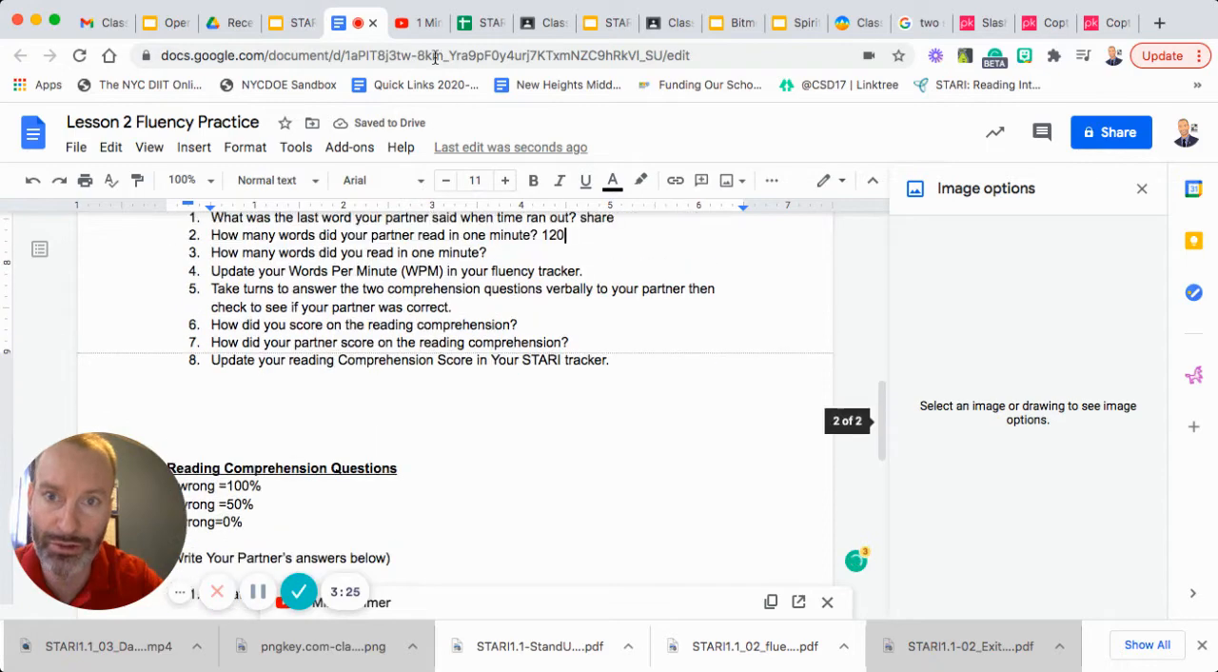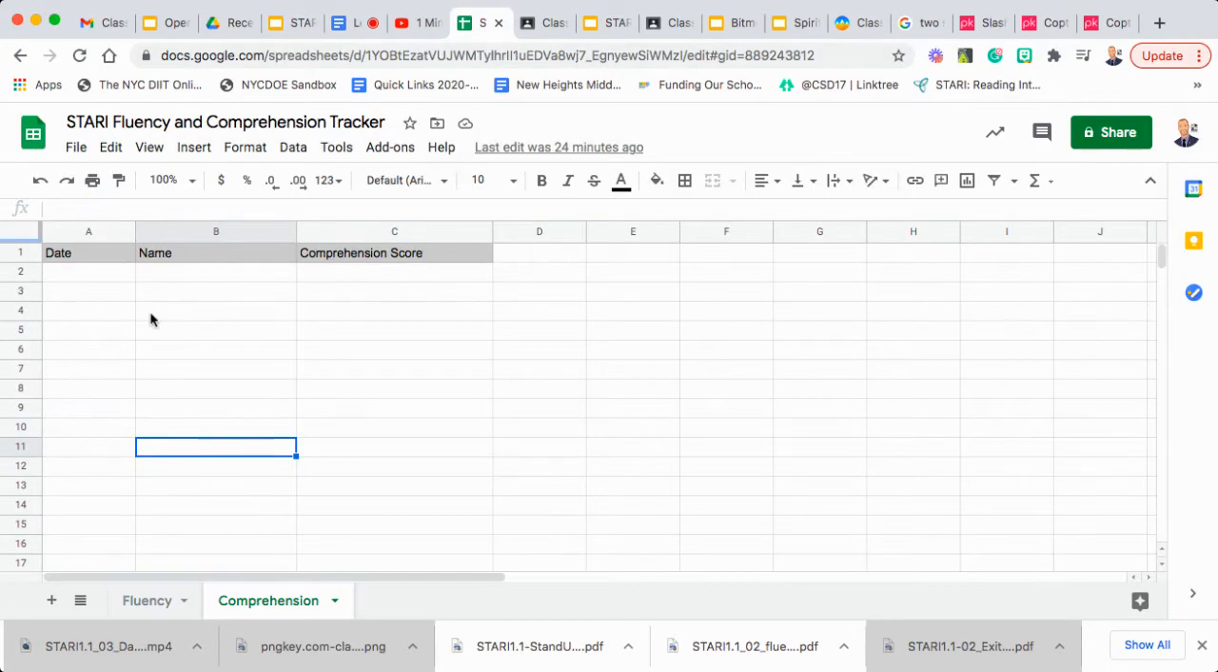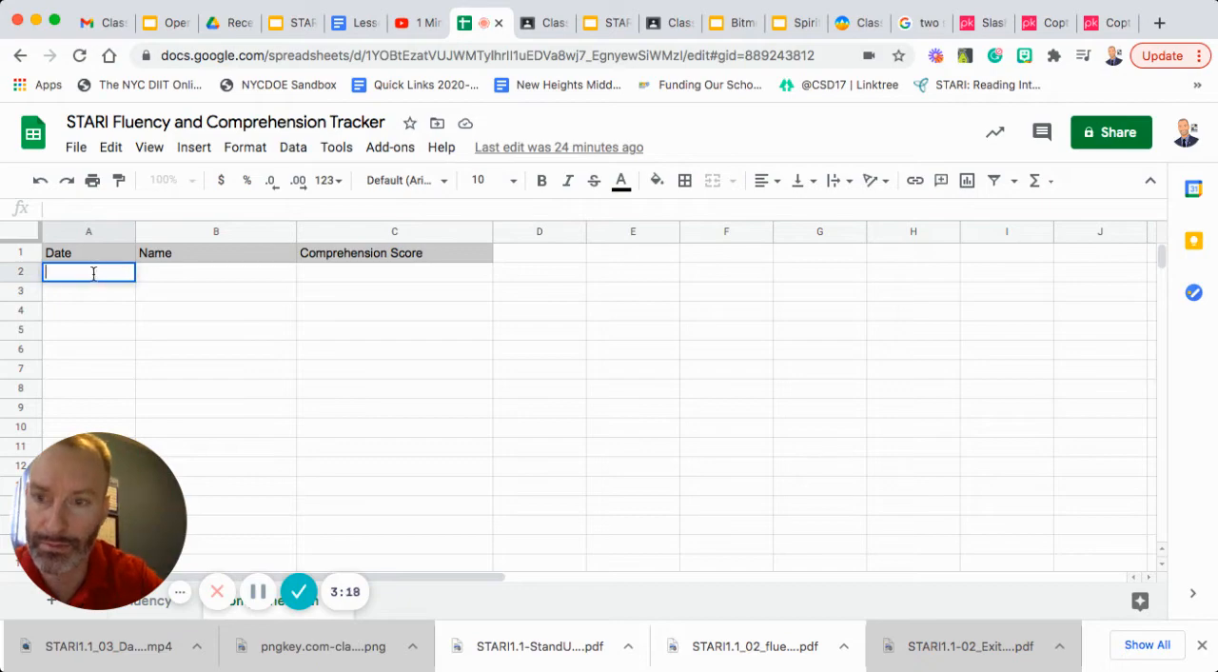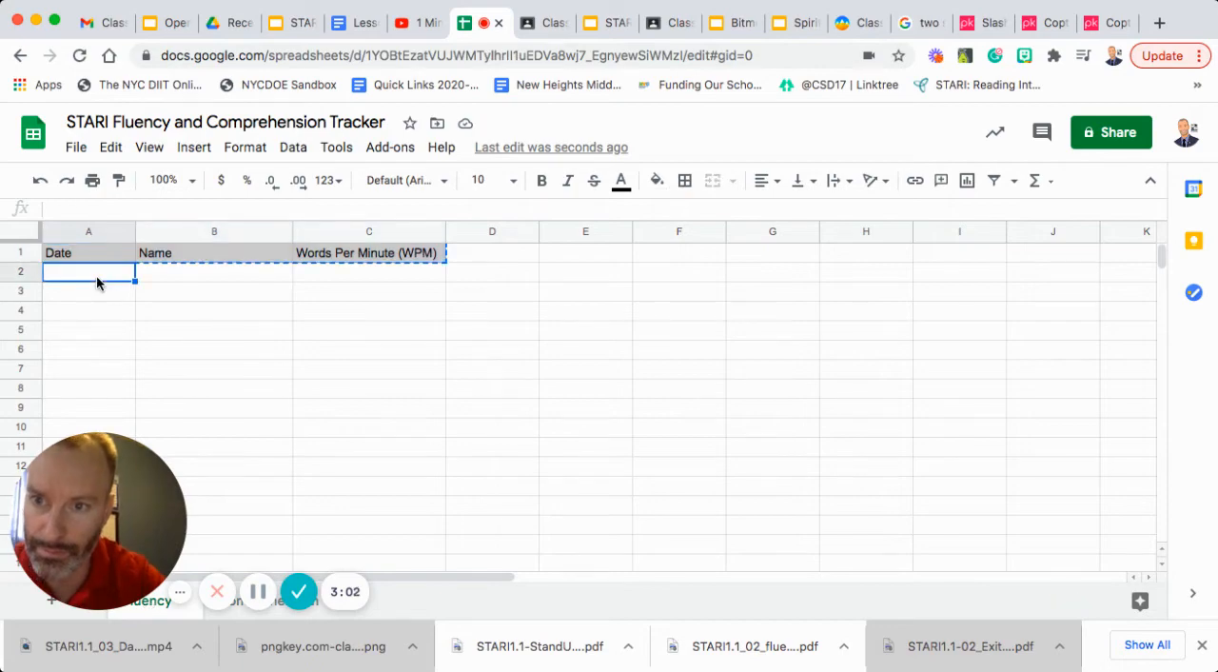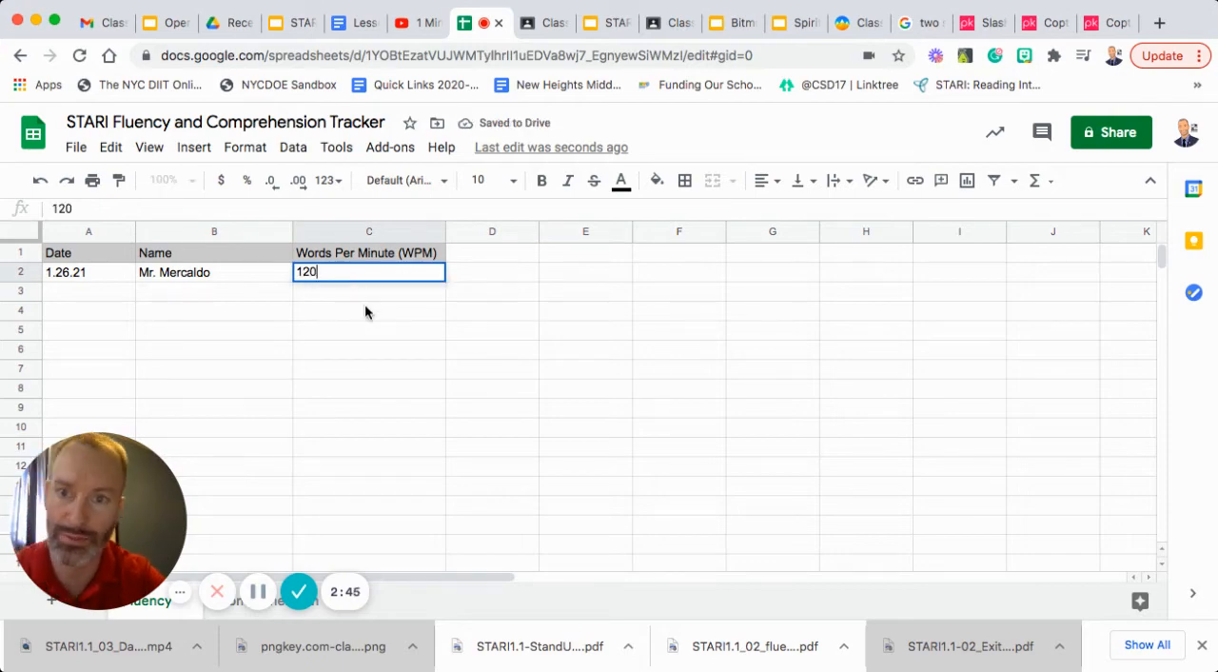Then you get to go to your Fluency Tracker. And you're going to write today's date. Maybe it's the 26th. Oh, I'm on the wrong page. It should be on the Fluency page. Fluency, words per minute is fluency. It was January 26, 2021. Mr. Marcaldo. And I read 120 words in 1 minute as my example.